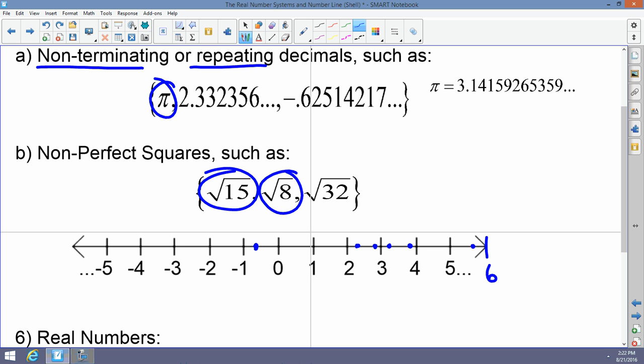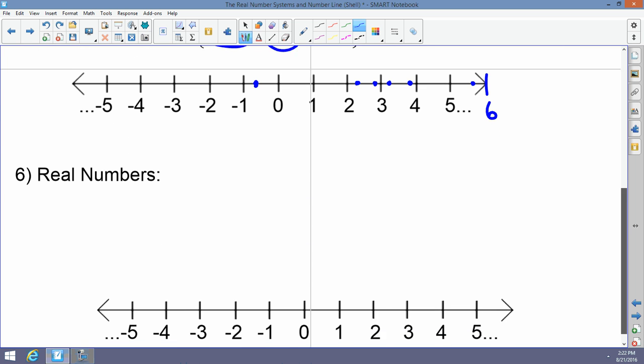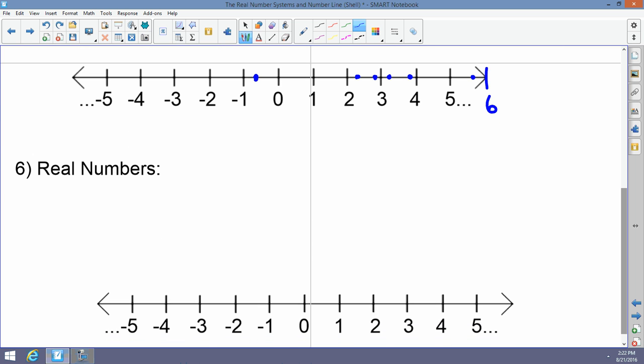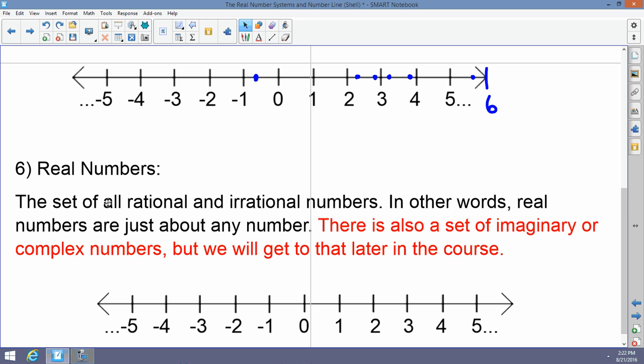And now that we've gone over all of the subsets of real numbers, let's talk about real numbers, because the real numbers encompass all of the subsets we just described. In fact, real numbers is the set of all rational and irrational numbers. In other words, real numbers are just about any number. However, a little warning, there is also a set of imaginary or complex numbers, but we will get to that later on in the course.